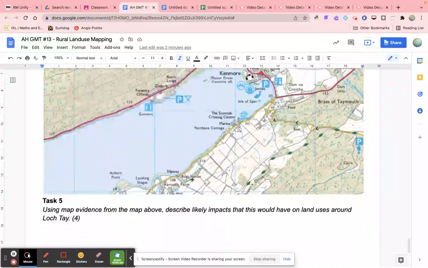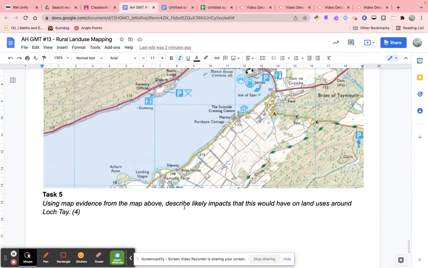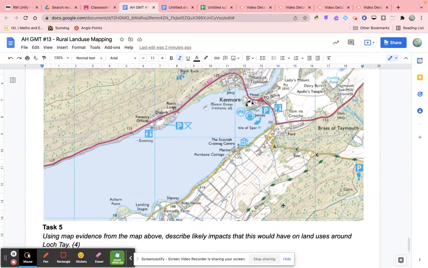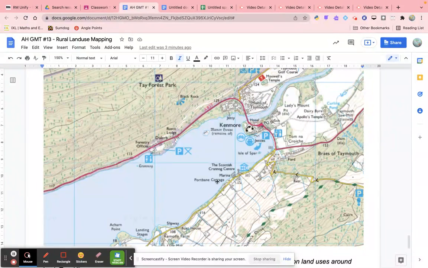The question says, using map evidence from the map above, describe the likely impacts that this would have on land uses around Loch Tay. We have to consider everything around the loch, not this side because this is the other side of the dam. So what land uses lie within 20 metres of the current loch side? If that's the loch side, we have to go up two contours, and anywhere that lies within two contour lines, because each contour represents 10 metres, lies within an area that's impacted.